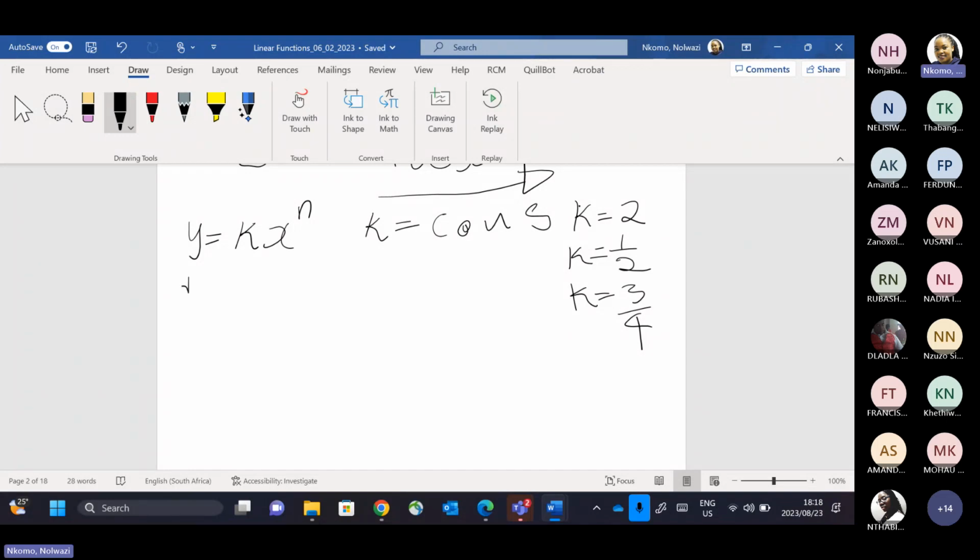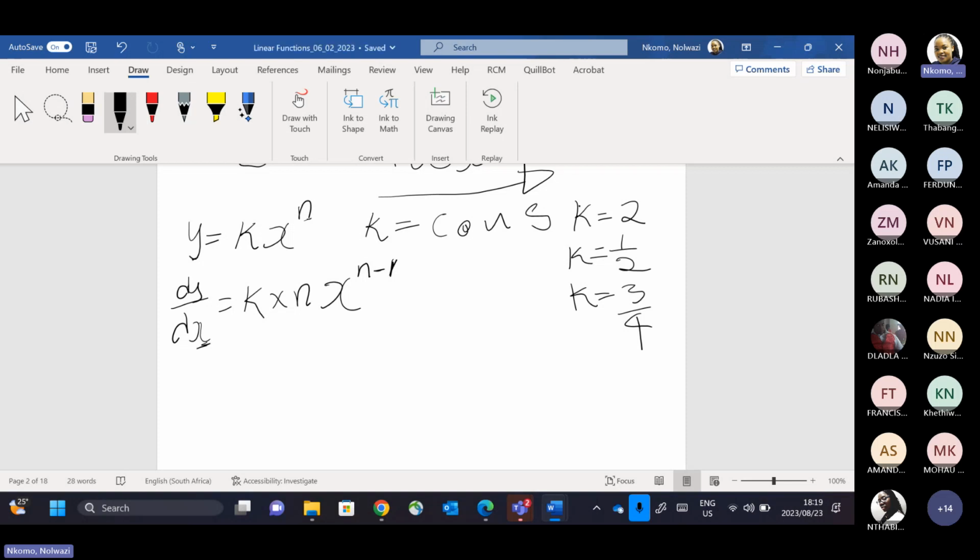Your dy over dx, which is the derivative of y with respect to x, meaning we are differentiating the function y with respect to x, you take n and multiply it with this constant. So we'll have k times n times x to the power n minus 1, we subtract 1.